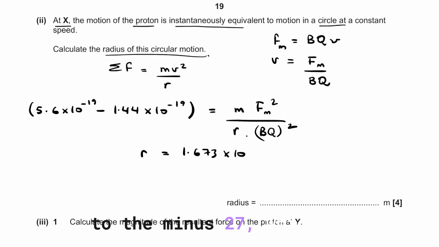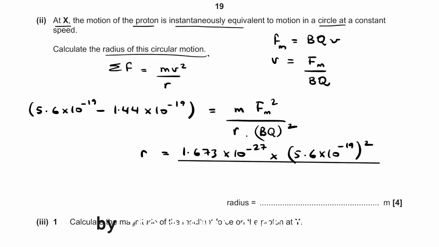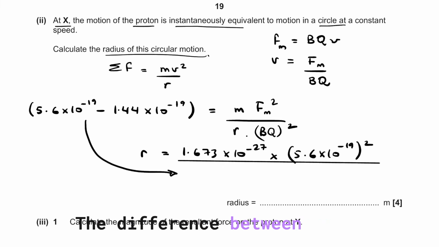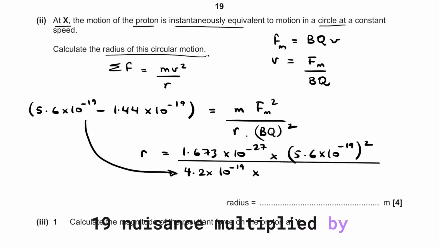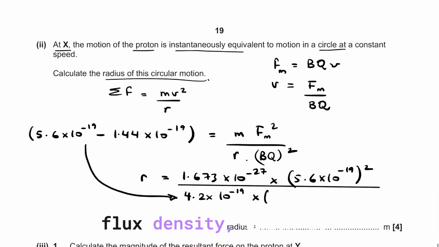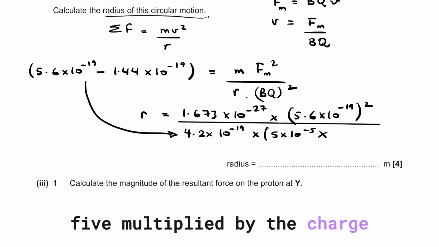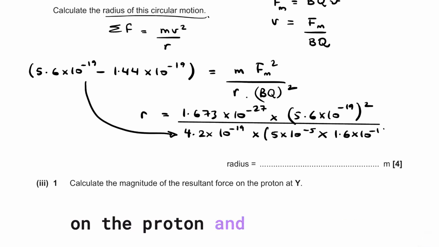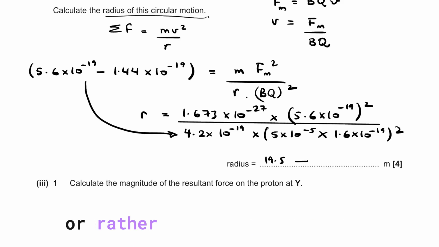1.673 times 10 to the minus 27, which is the mass of the proton, multiplied by 5.6 times 10 to the minus 19 squared, which is the magnetic force, divided by the answer over here, the difference, which is 4.2 times 10 to the minus 19 newtons, multiplied by the square of the magnetic flux density, which is 5 times 10 to the minus 5, multiplied by the charge on the proton, and all squared like so, and that gives me 19.5, or rather 20 meters of radius. Okay, that was a good one.